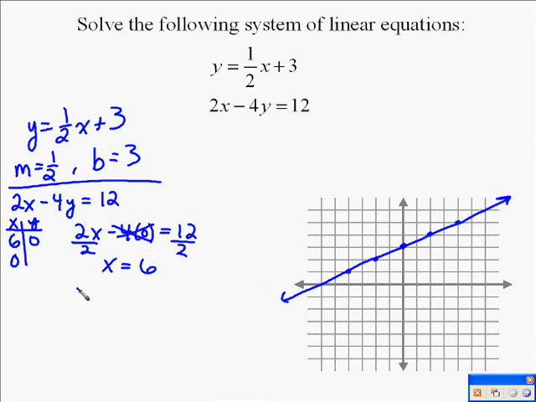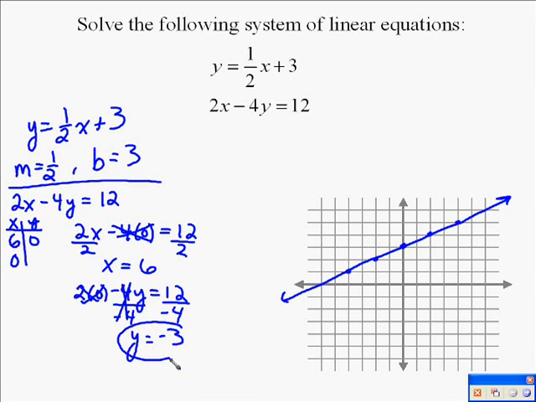6 over, 0 up. Then we put 0 in for x, and we get 2 times 0 minus 4y equals 12. So that gives us negative 4y equals 12. So divide both sides by negative 4, and you see that y equals negative 3. So our y-intercept is negative 3. So the x-intercept is 6, the y-intercept is negative 3.